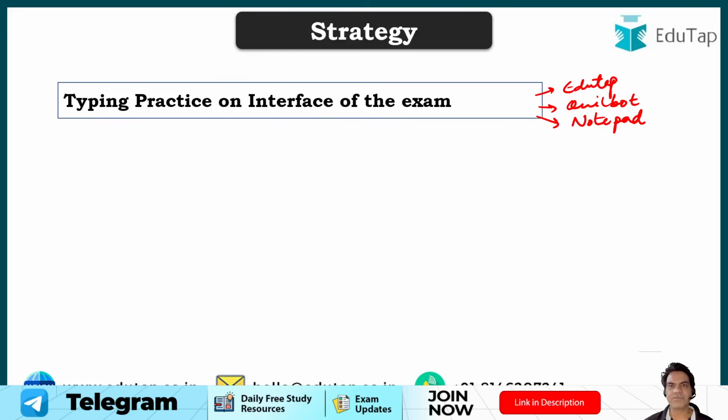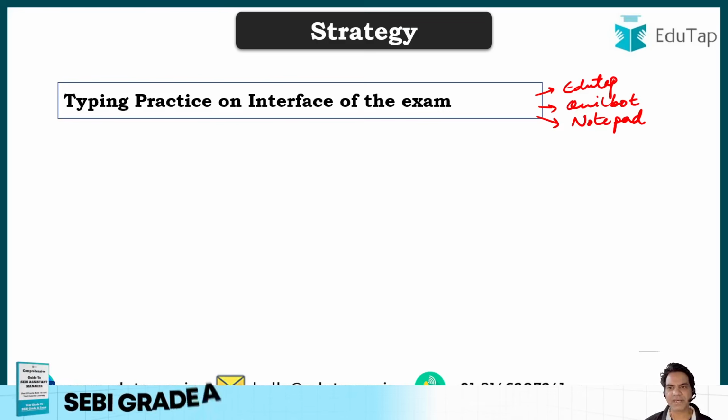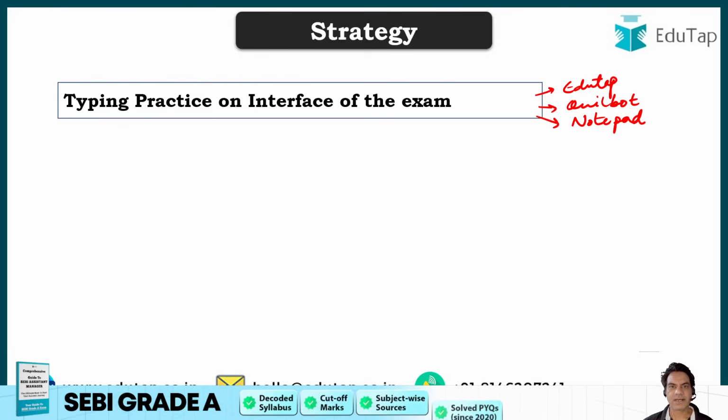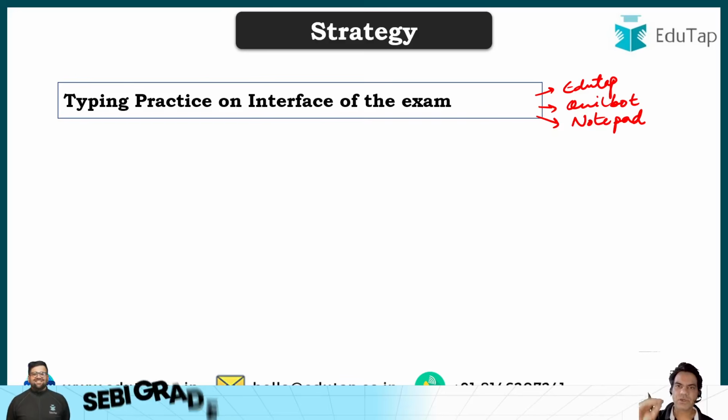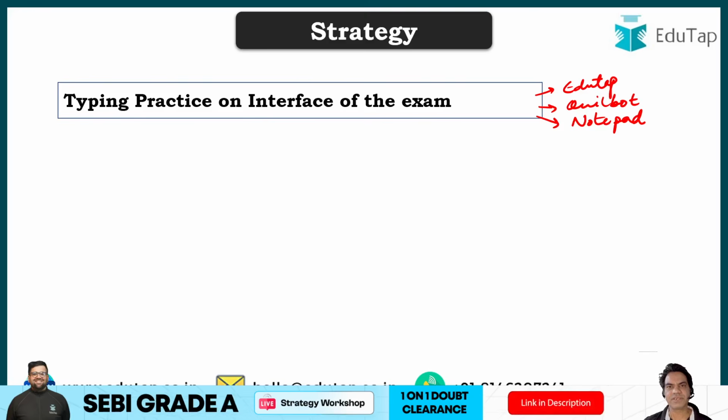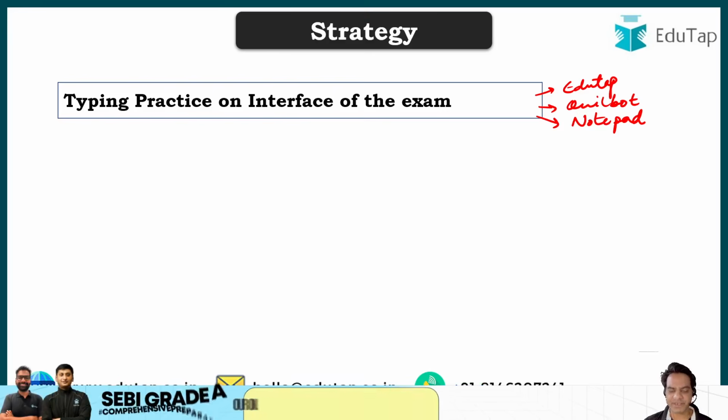So it's not like a Word document or something. There is a specific dialog box on the screen, and you have to type all your answers in that dialog box. And after a few lines, everything starts moving up. So you'll not be able to see everything that you've written in your dialog box at one point of time. So your first strategy should be to start practicing on the interface of the exam.